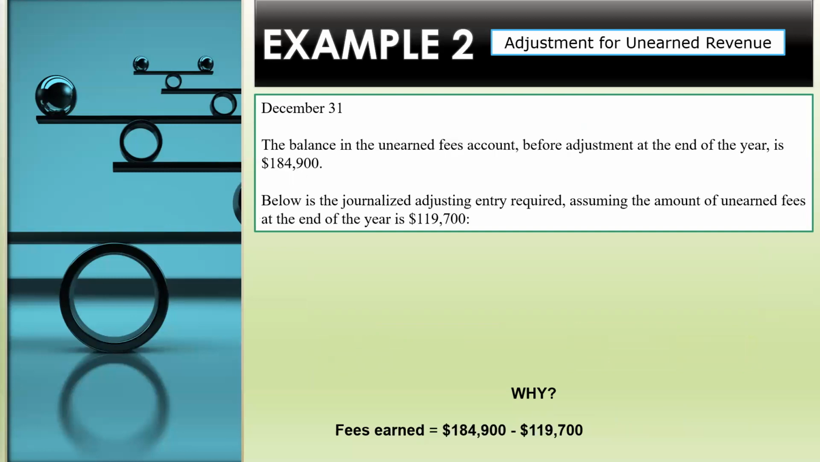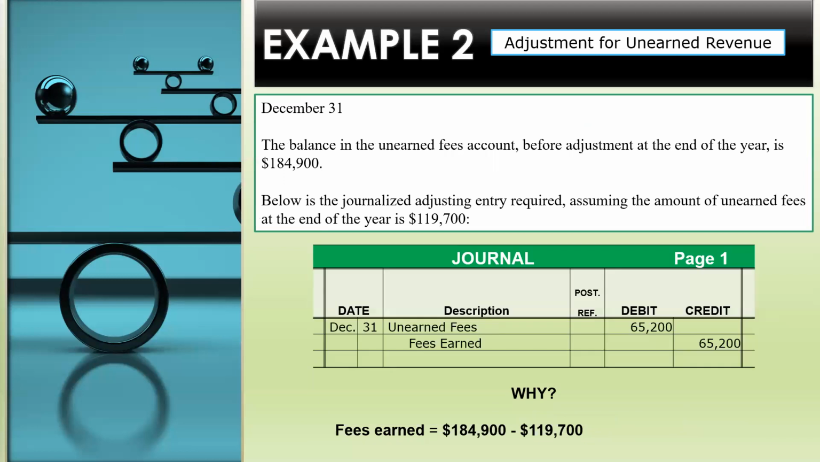Here in example 2, we have an adjustment for unearned revenue. December 31, the balance in the unearned fees account before adjustment at the end of the year is $184,900. Below is the journalized adjusting entry required, assuming that the amount of unearned fees at the end of the year is $119,700. So here, this adjusting entry is going to be a debit to unearned fees in the amount of $65,200. And then the credit is to fees earned in the same amount.